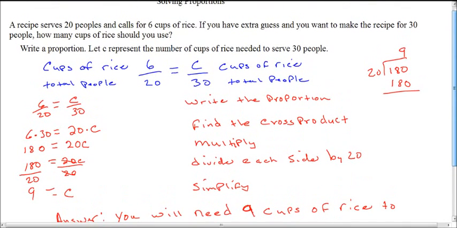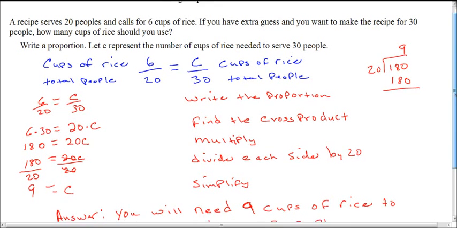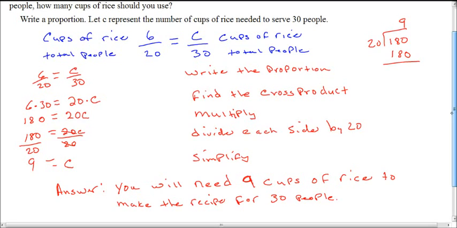Look at the problem. Make sure that we line up units with units. Then the first step: write the proportion, find the cross product, multiply, divide each side by the coefficient in front of the variable, and then simply simplify. Write your answer.